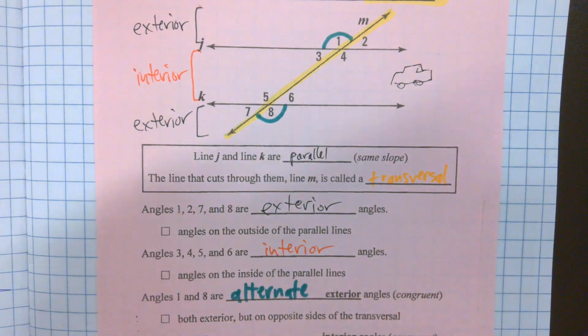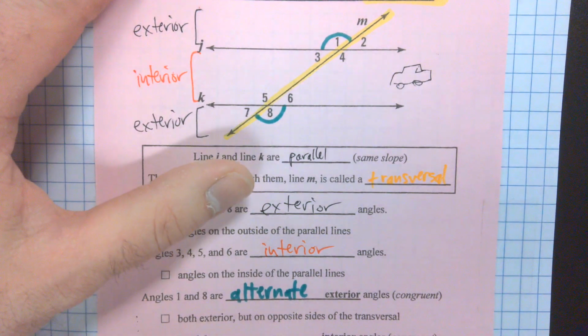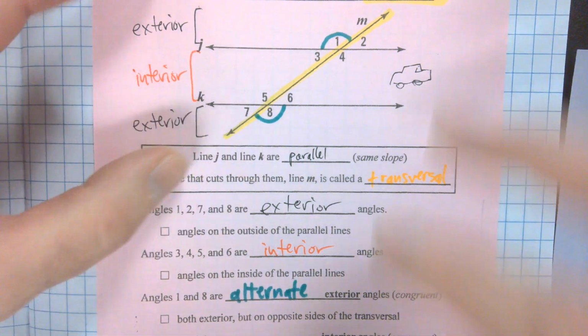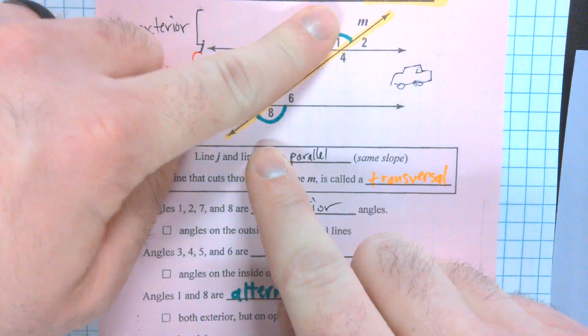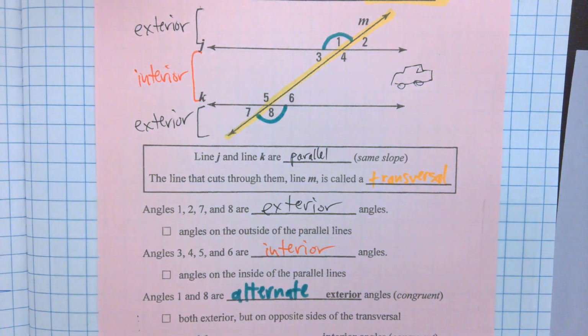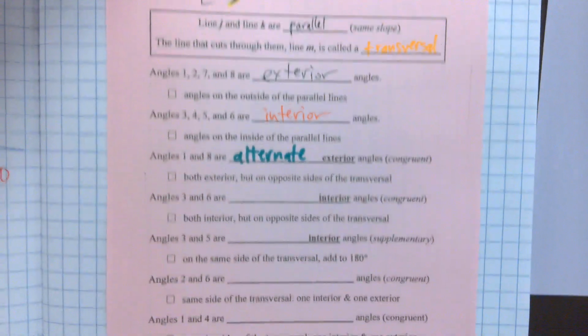What questions can I answer about that? Does that kind of make sense? Yeah? They're both on the exterior. One's on one side of the transversal, one's on the other. Alternate exterior angles.